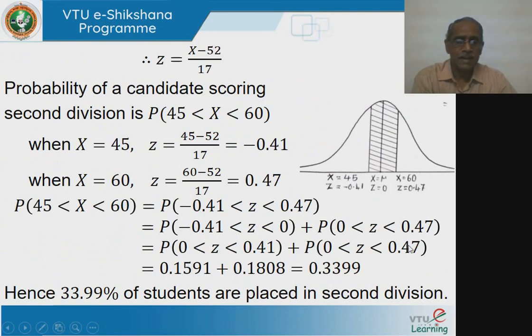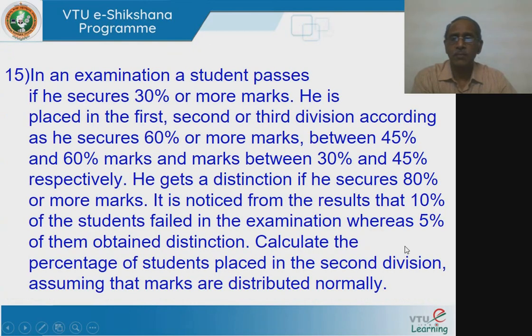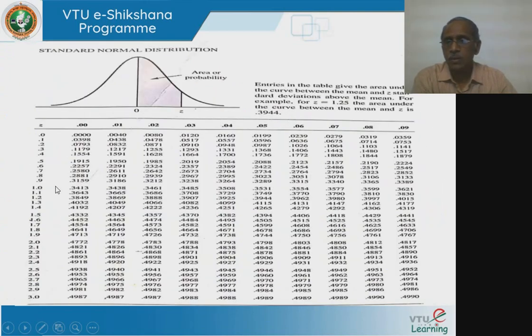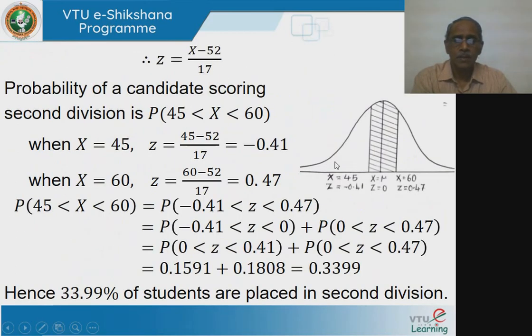0.41, then the area between z equal to 0 and 0.47, so z equal to 0.47, 0.1808. So adding these two areas, we get 0.3399. Hence, 33.99% of students are placed in the second division.